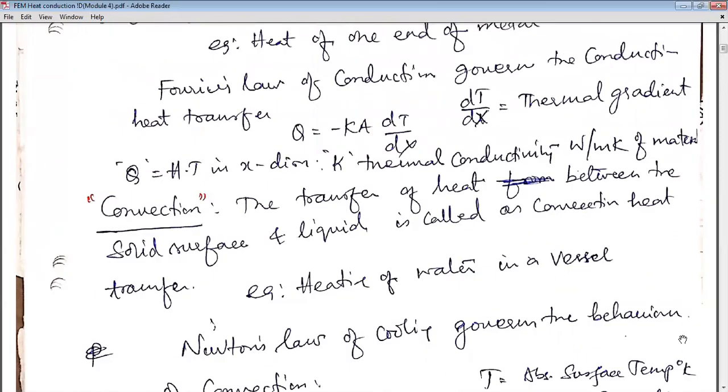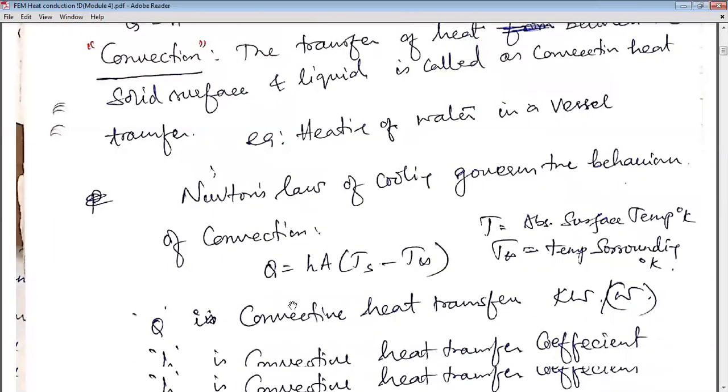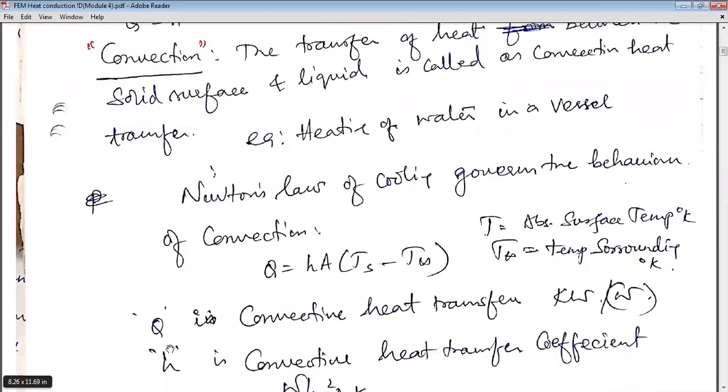See, Ts minus T infinity here corresponds to dT by dx. That means a temperature difference is a must for heat transfer to take place. So what is the Q? Q is simply defined as heat transfer.